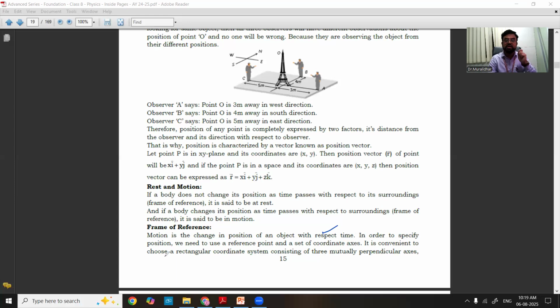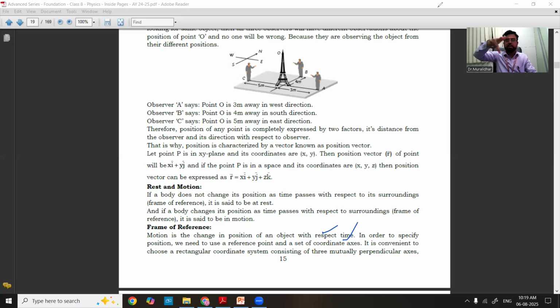In order to specify the position, we need to use a reference point and set coordinate axes. It is convenient to choose a rectangular coordinate system with 3 mutually perpendicular axes, x, y, z. You can place your fingers like this. They are called a frame of reference.